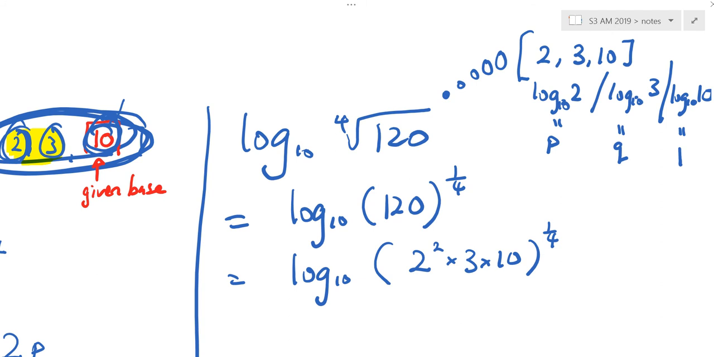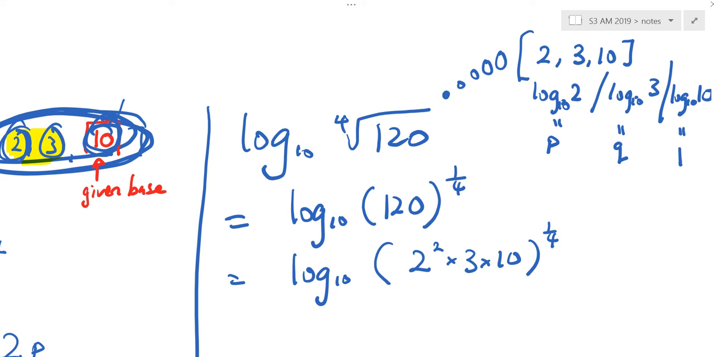If this base is 5, then this 5 is good, because log 5 5 is 1. But if this base is 10, then log 10 10 is good, because log 10 10 is what? 1. Understand? Or if you put 5, later you still have to do 10 divided by 2. Also can. Nothing wrong. Okay?